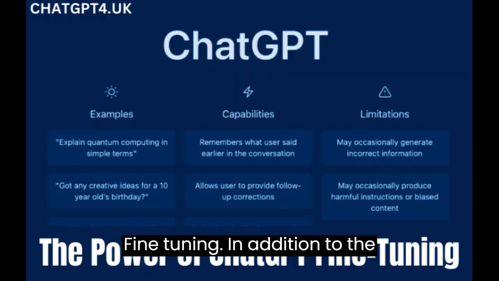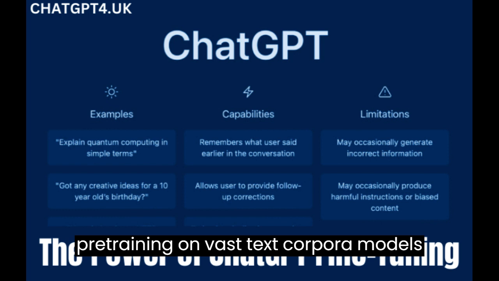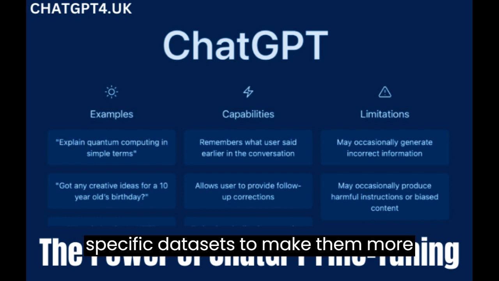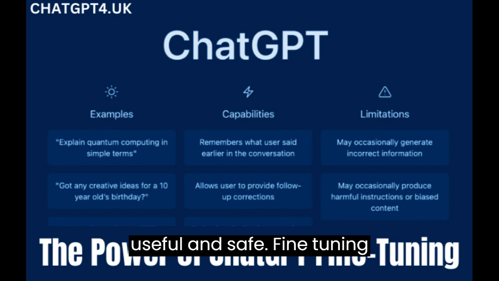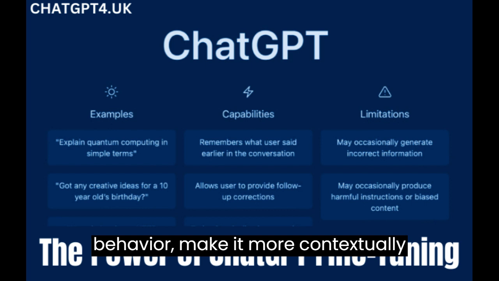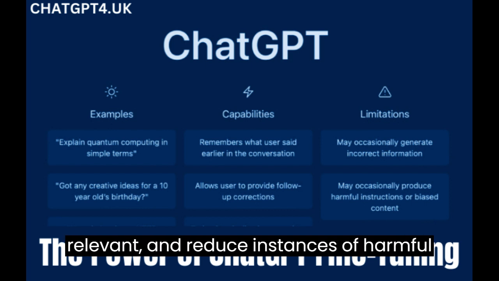Fine-tuning. In addition to the pre-training on vast text corpora, models like ChatGPT are often fine-tuned on specific datasets to make them more useful and safe. Fine-tuning allows developers to guide the model's behavior, make it more contextually relevant, and reduce instances of harmful or biased outputs.